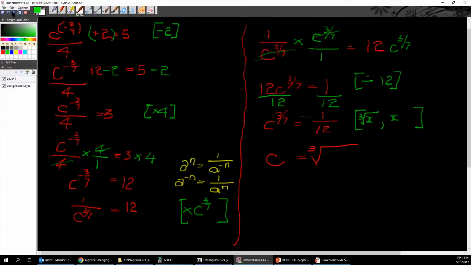Oops, go forward, young man. That's better. There. So, and then we're going to go C to the power of, oh, no, it's not. It's 1/12. So 1/12 to the power of 7. So we're going to just do the opposite.